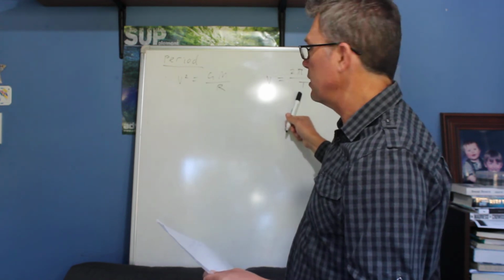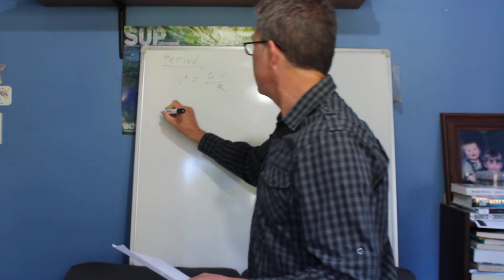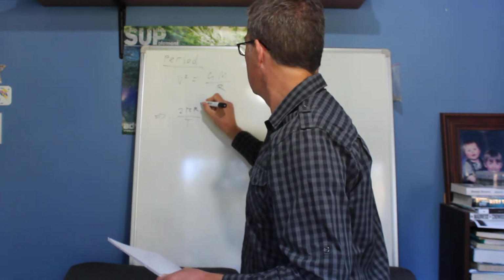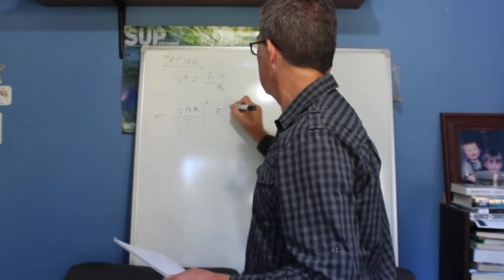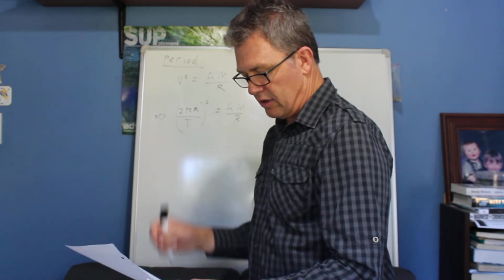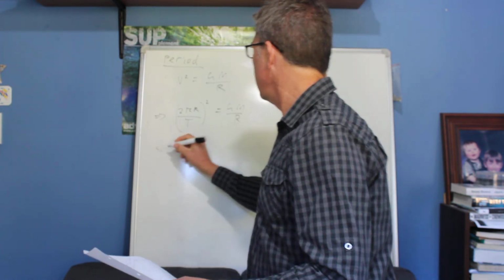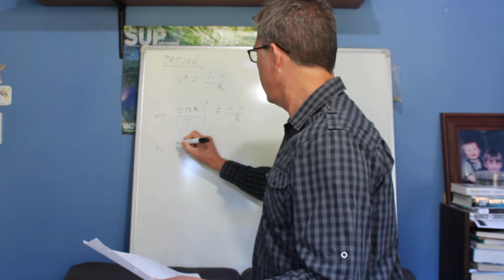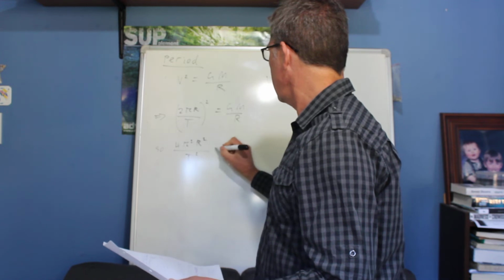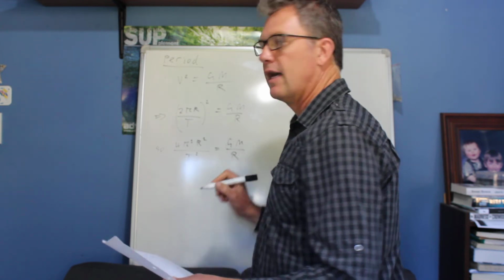So t is the period. So if we have this here, we can substitute for v 2 pi r over t. Therefore, 2 pi r over t, squared, equals big G M over R. Now, you can start to see there's going to be a lot of r's in this equation. What we end up with is, if you square that, we get 4 pi squared r squared over period squared equals big G M over R.